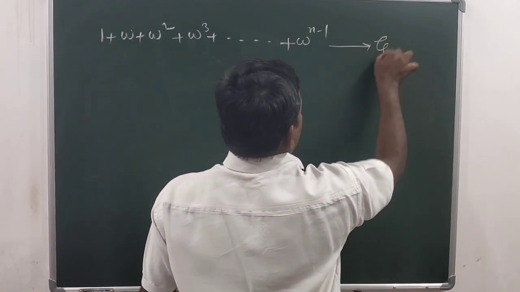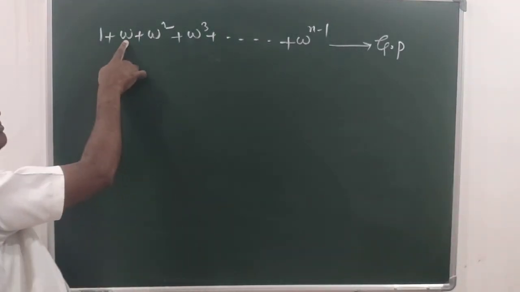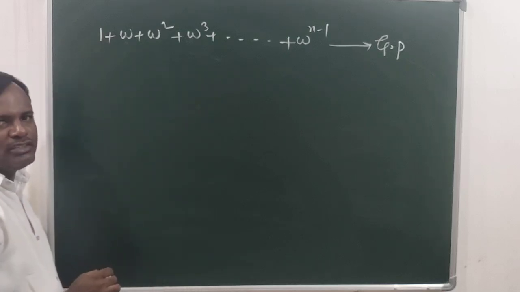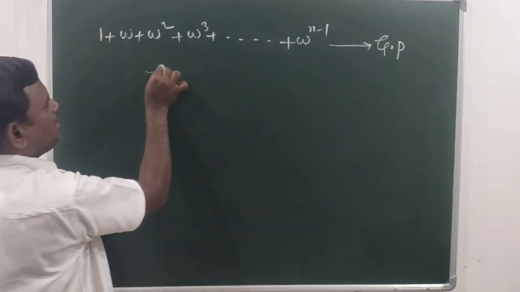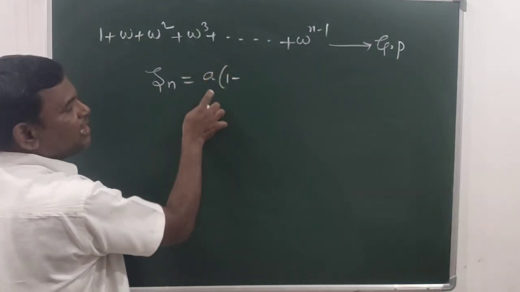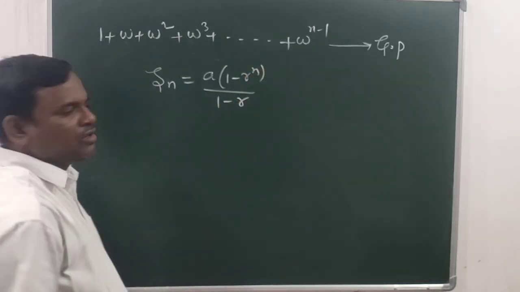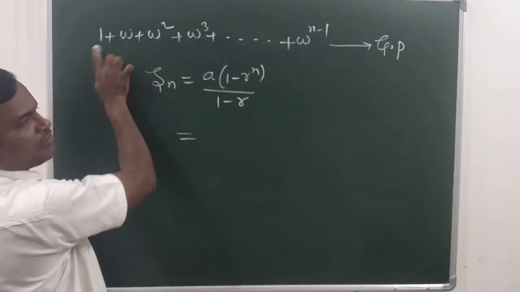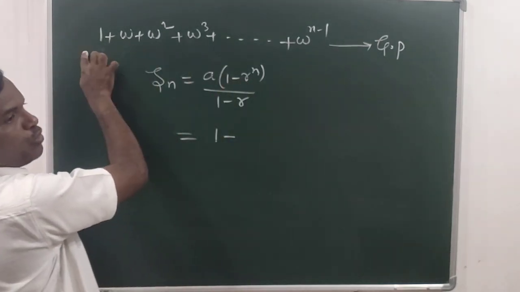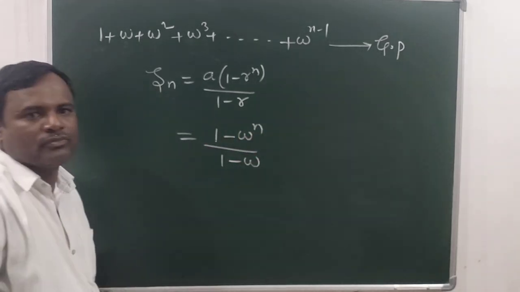Am I right? The terms of this series are in geometric progression. Term 2 by term 1 is omega, term 3 by term 2 is omega, and so on. Hence, apply the sum of n terms of GP. As you know, Sn is equal to A into 1 minus R power n by 1 minus R. So here, first term is how much? 1. So 1 minus R power n, where R is term 2 by term 1, omega, so omega power n by 1 minus omega.